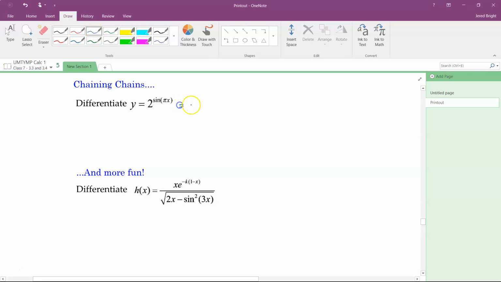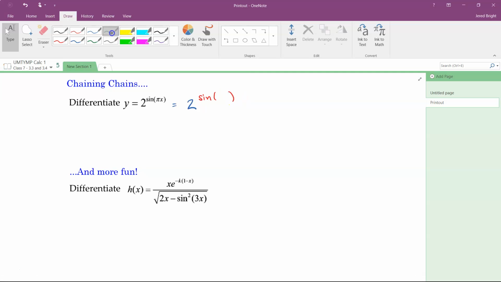First thing is, if we see this as 2 to the x, as an exponential function, there's going to be that. But in the exponent we have the sine function, which is another chain. So that's stage 2 of the chain. And stage 3 is that we have the function just pi x on the inside, the third stage of the chain.